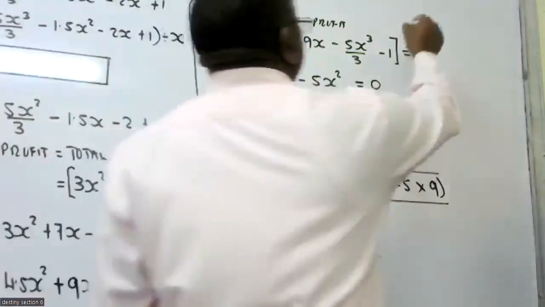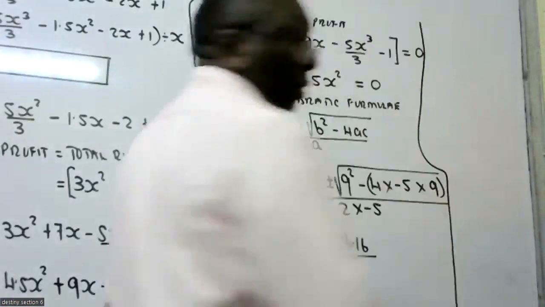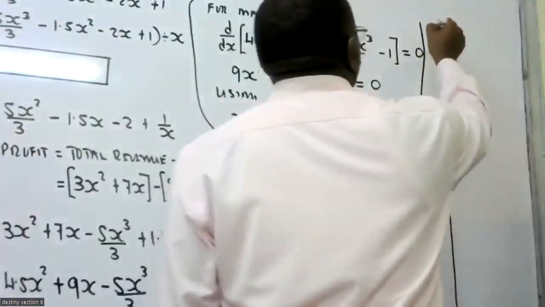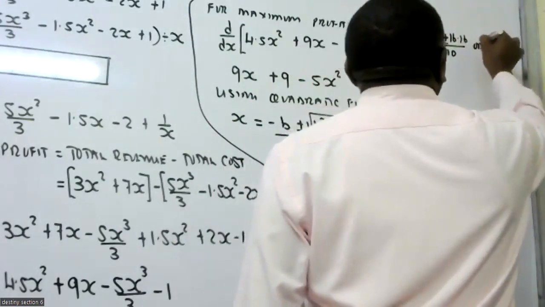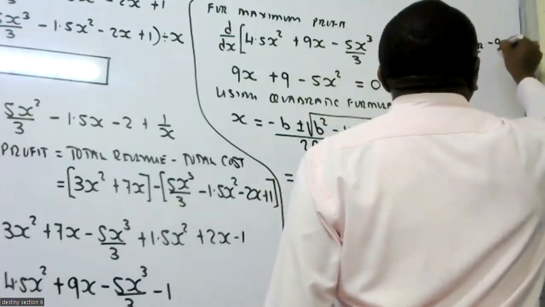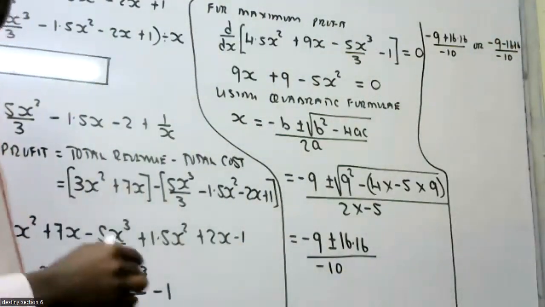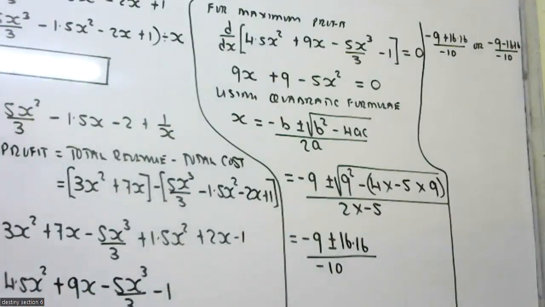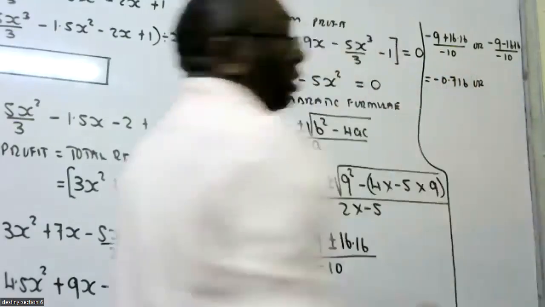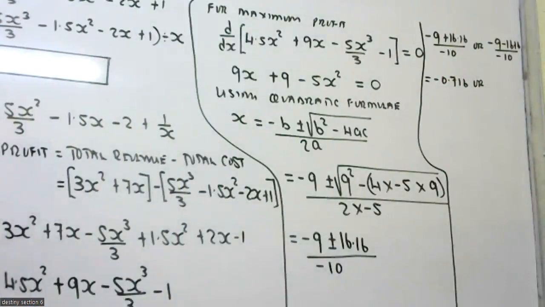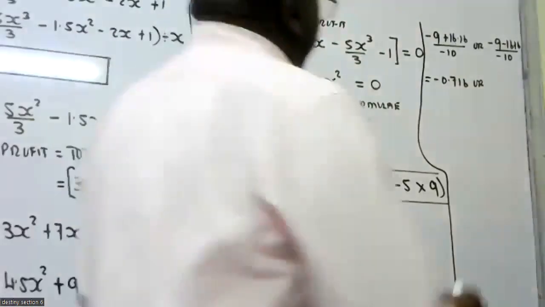So if I get 16.16, then this is minus 9 plus 16.16, and you divide by minus 10; and also minus 9 minus 16.16, divided by minus 10. If I say minus 9 plus 16.16, divide by minus 10, I'm getting negative 0.716. If I go back there and say minus 9 minus 16.16, divide by minus 10, I'm getting 2.516.